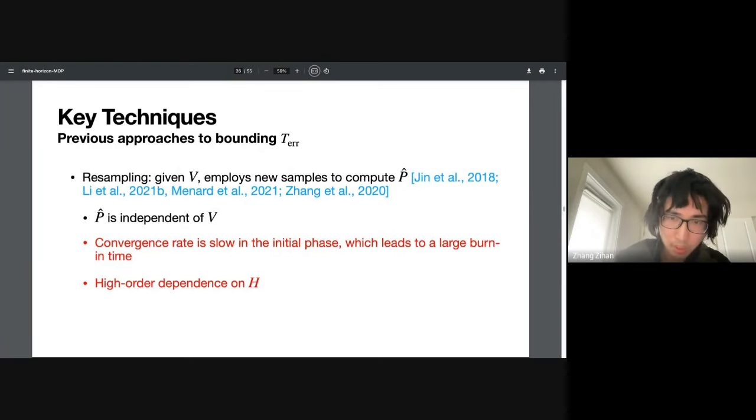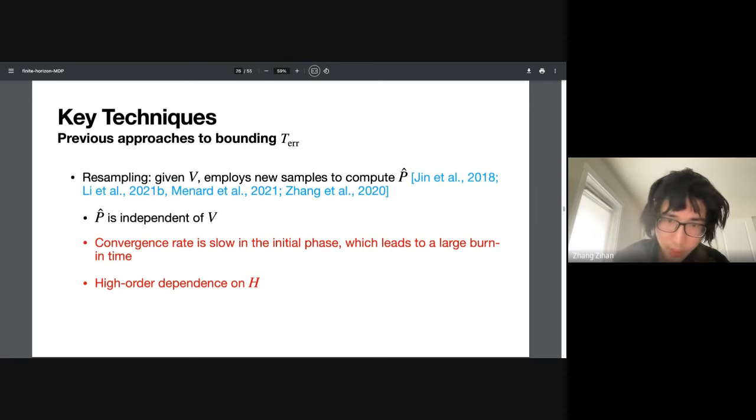And the second approach is more like a model-free approach. I'd like to call it resampling. That is, given some vector, you first compute some value function v, and then employ new samples to compute the empirical transition p-hat. In this way, the empirical transition p-hat is independent of v by definition. But the problem here is the convergence rate is slow in the initial phase. The initial samples are wasted, because the samples before you determine v cannot be used to estimate p times v.